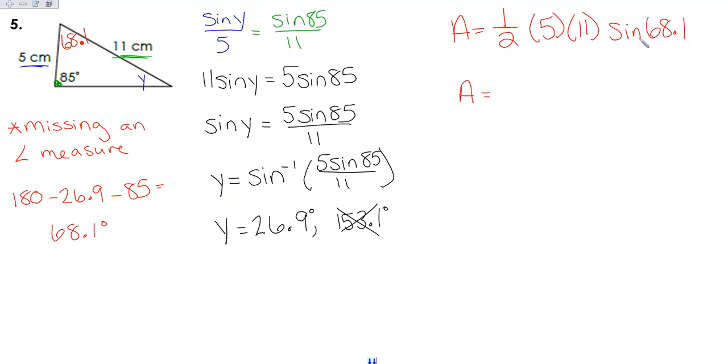Again, we want to leave that number long in our calculator. So this is going to give me 27.5 times the sine of 68.1. Put that in our calculators and round it off to the nearest tenth. We are going to get 25.5. Our unit is centimeters squared.